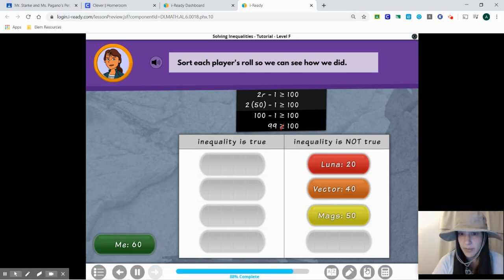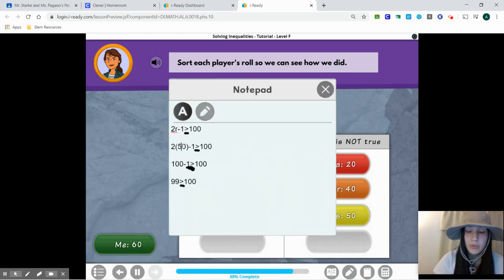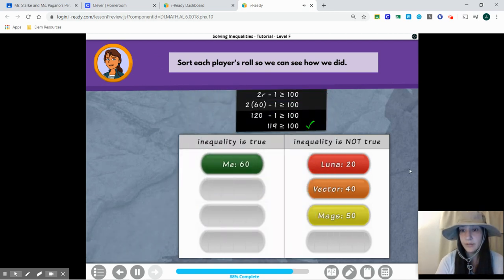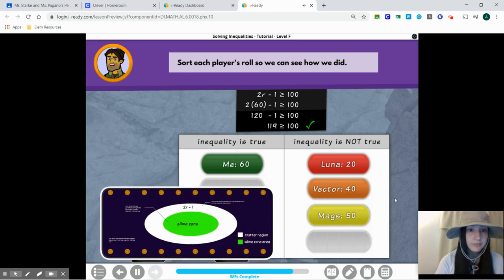Now, let's see. We're going to pull up our notepad. We're substituting in 60 for us. 2 times 60 is 120. 120 minus 1 is 119. Okay, so now we do make it true. And there's our work. No, it looks like the 3 of us didn't make it out of the slime zone.